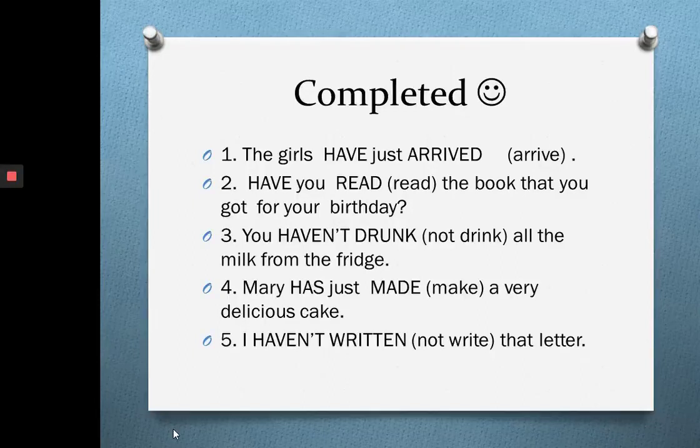I hope you also have the correct answers. At least most of your answers are correct. You will need to practice this a little bit more.